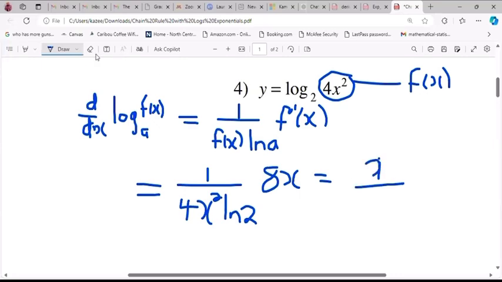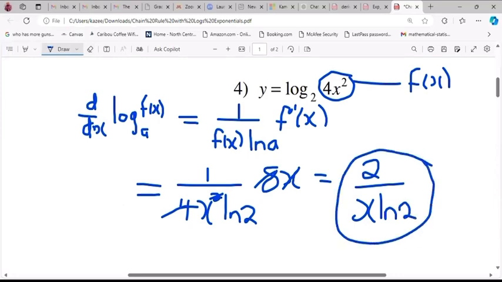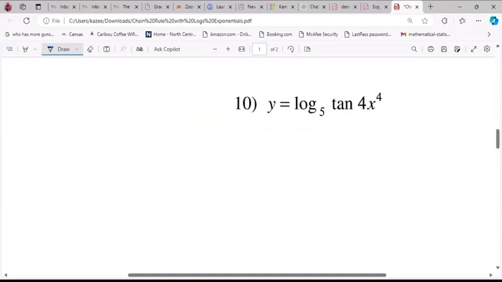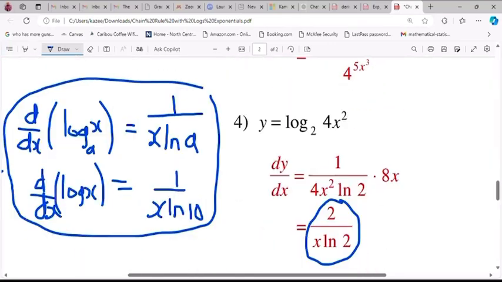Because 4 is going to go into 8, and the x here is going to cancel that guy. So I'm going to have 2 divided by x ln 2. So for number 4, we're going to get 2 over s ln 2. I'm going to go to the answer key. That's why you see that 2 over s ln 2. So that was how I would get that.